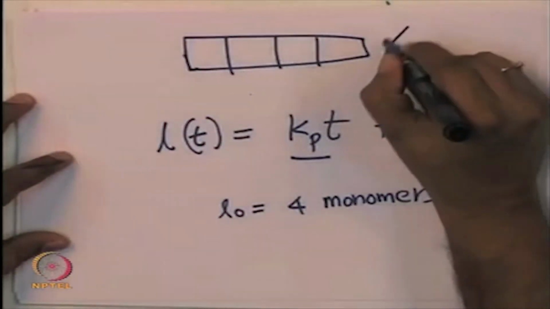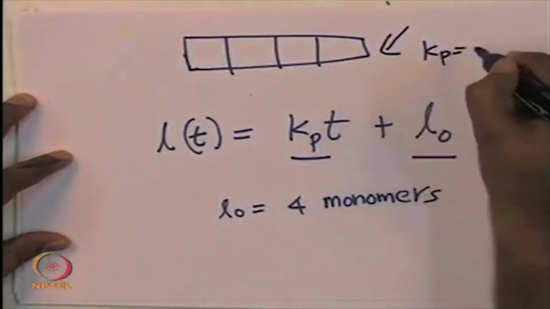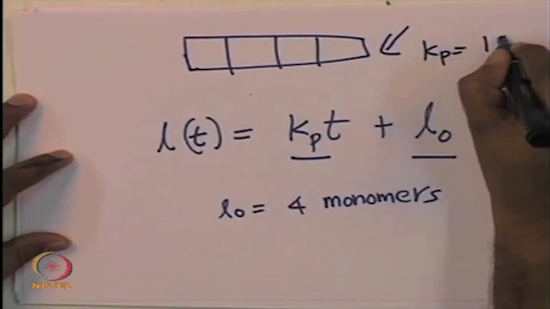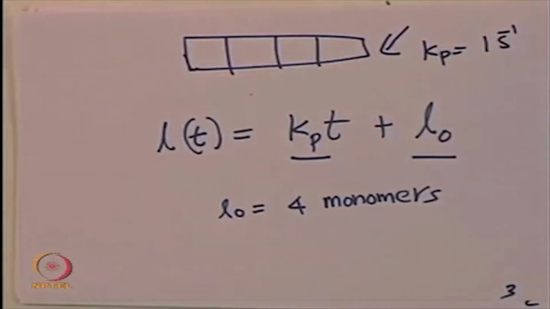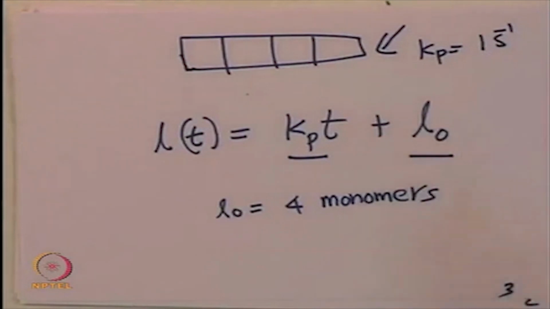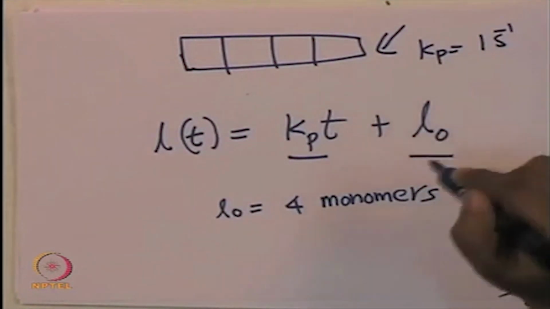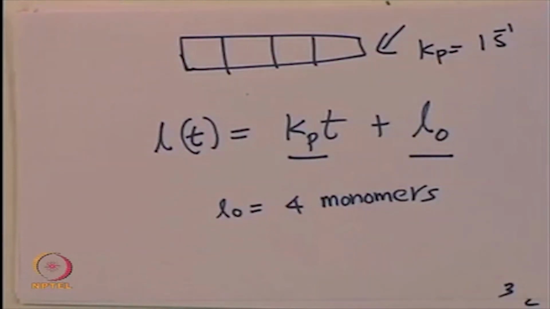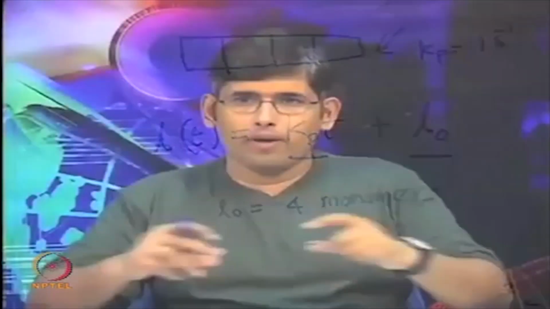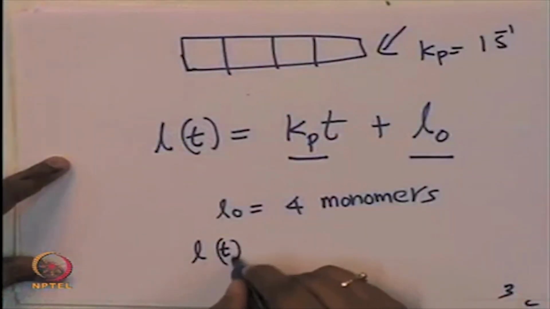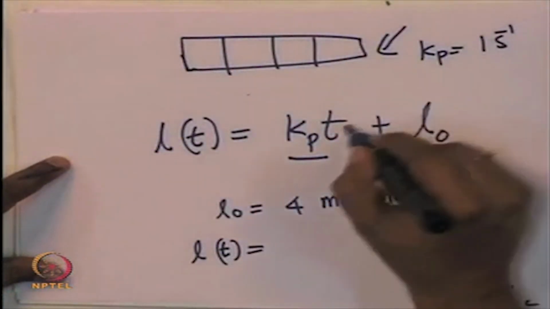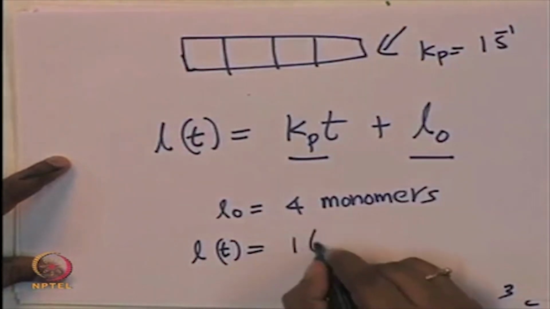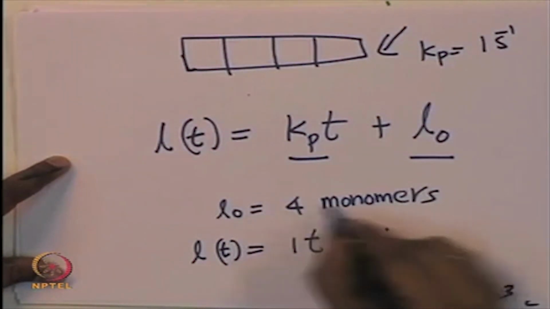Now, you add monomers with a rate Kp, and let us call this Kp as 1 per second. So, in every second, 1 monomer will be added. That is what Kp equal to 1 per second means. Every second, 1 monomer will be added and it will polymerize. So, the length at any time t, with Kp as 1, is 1 into t plus L0, which is 4.